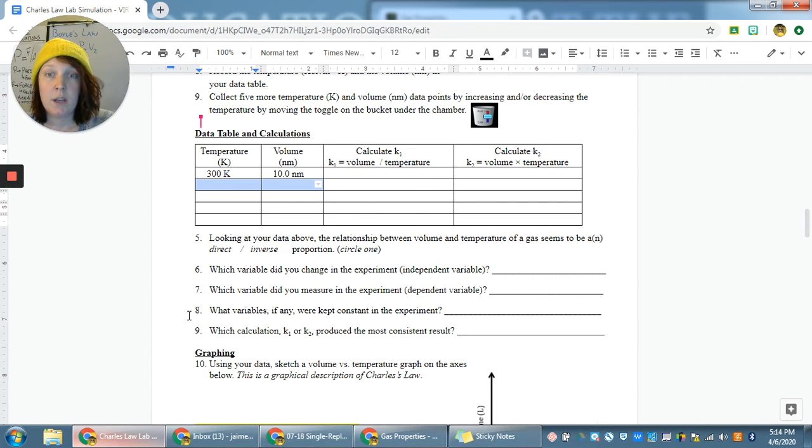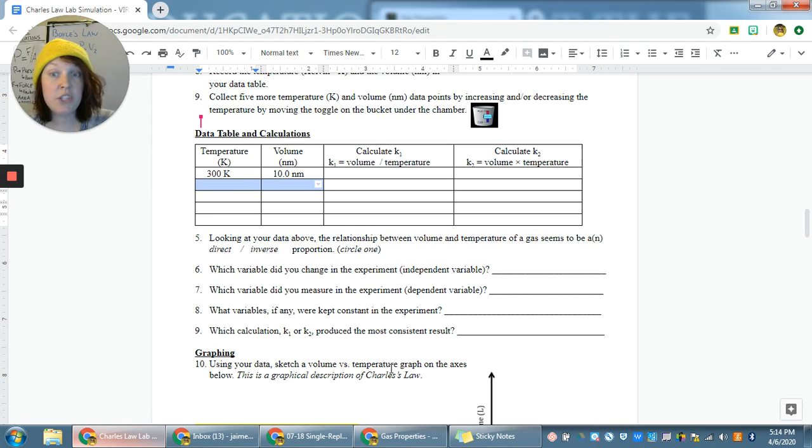All right. Number 6, which variable did you change in the experiment? This is your independent variable. Which variable did you measure in the experiment? This is your dependent variable. So think back to what you filled in the table. And then what variables, if any, were kept constant in the experiment?